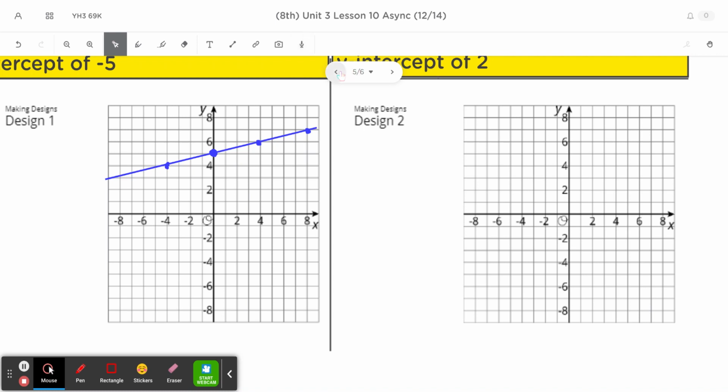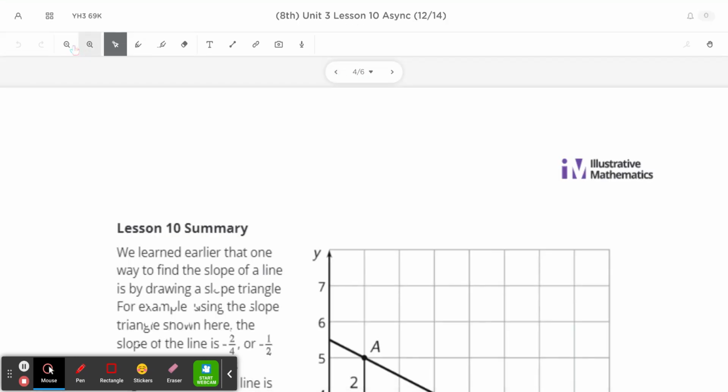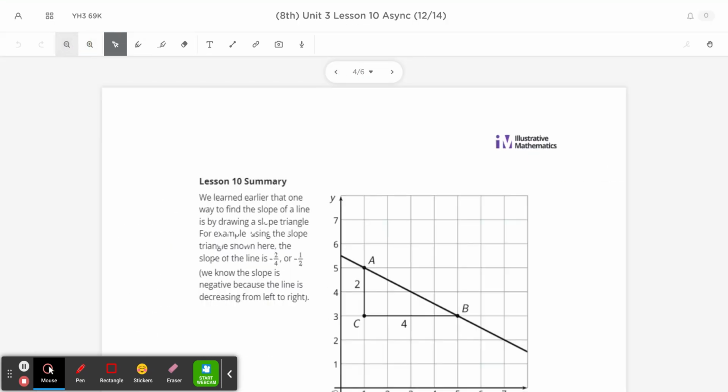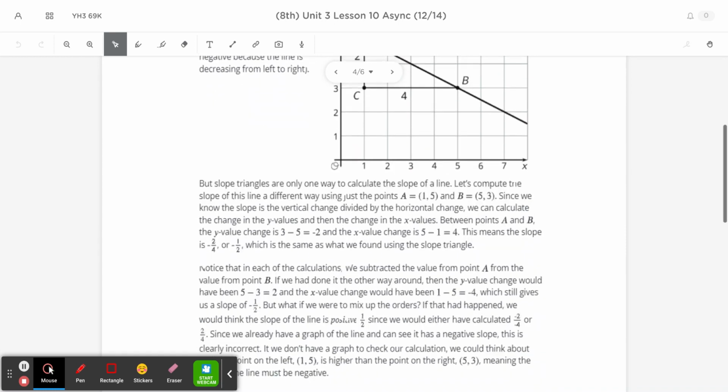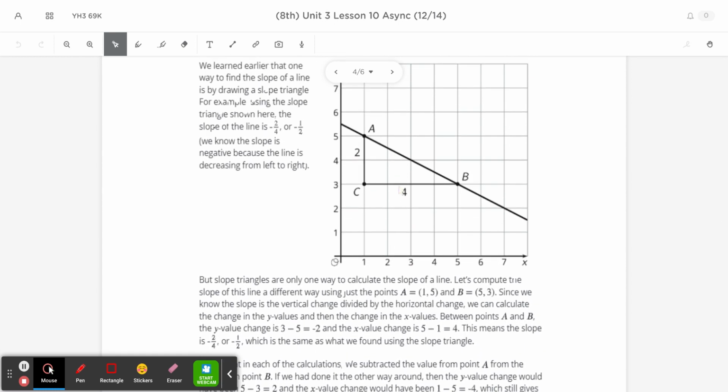Okay, so you should have done slide 5 on your own by now. Let's take a quick look at slide 4 before we wrap up today's lesson. Slide 4 is a lesson summary, and it shows us one way that we would be able to calculate the slope. We learned earlier that one way to find the slope of a line is by drawing a slope triangle, and that's what we see here. But now we have a new way, which is that we can simply calculate the coordinates of a point, the difference between the y coordinates and the x coordinates.